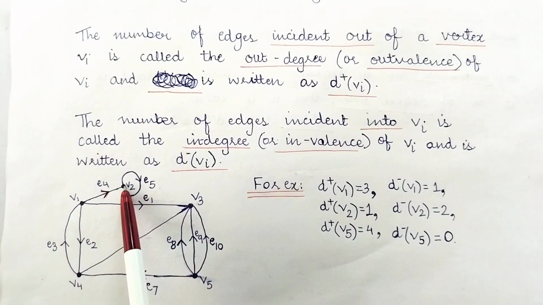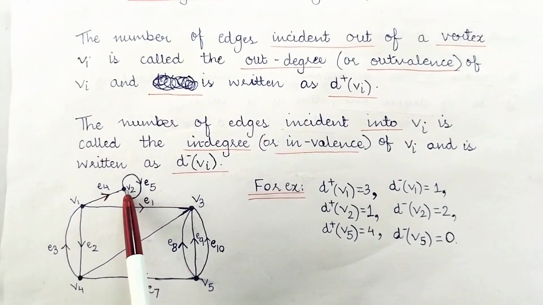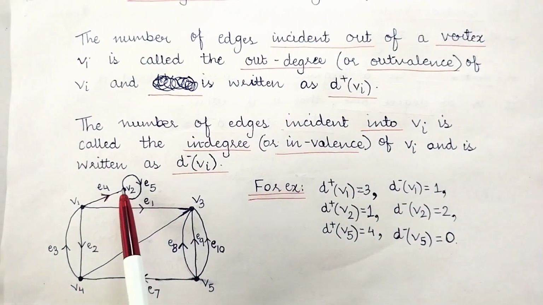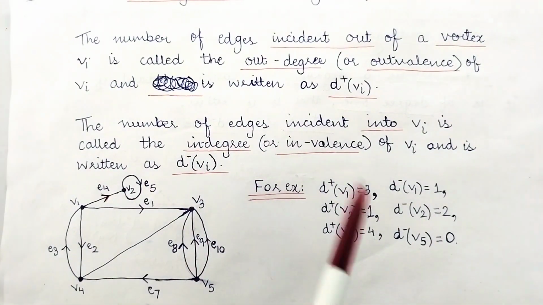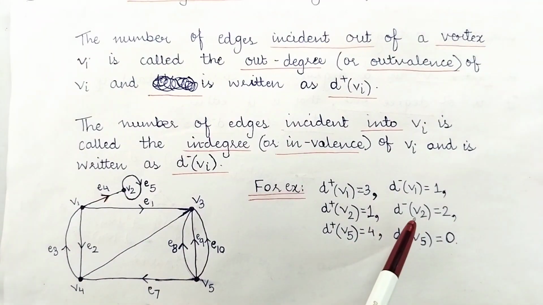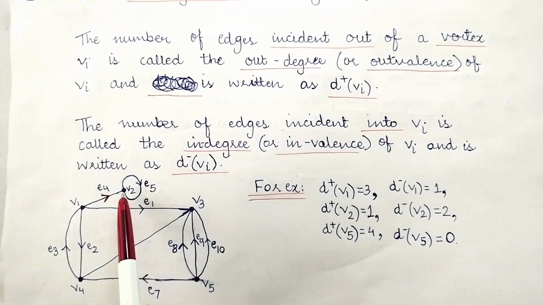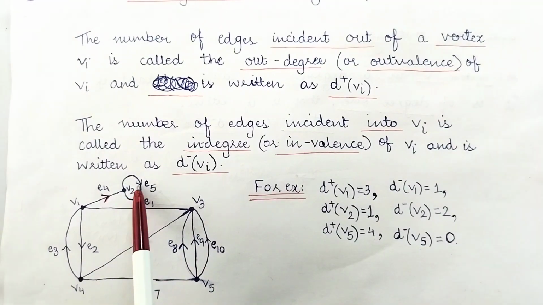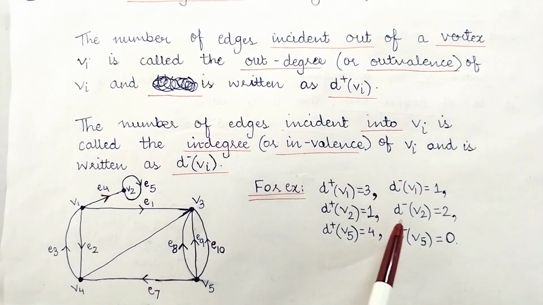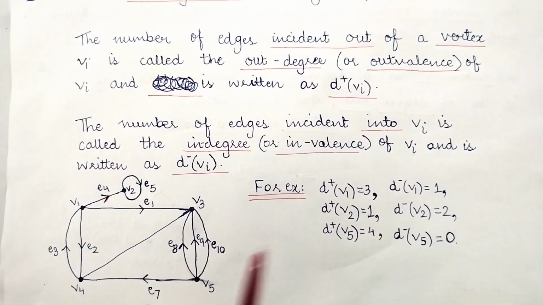So you can clearly see for vertex V2 there is only one edge which is incident out of your vertex V2, which is edge E5. Hence the out degree is 1. Now if we consider the in degree of vertex V2, again the same edge E5 is incident into V2 also. So E5 is incident into V2. So again we have only one edge which is incident into V2. So the in degree of vertex V2 is 1.